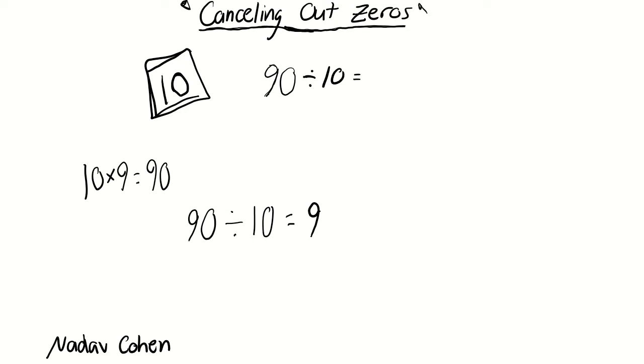Now, what do you think we're going to be doing? Exactly. This has 1 0. This has 1 0. Cancel. Cancel. Now we're left with 9 divided by 1. You memorize that table. What is 9 divided by 1? 9. It is that simple.